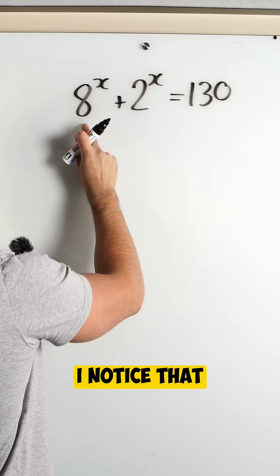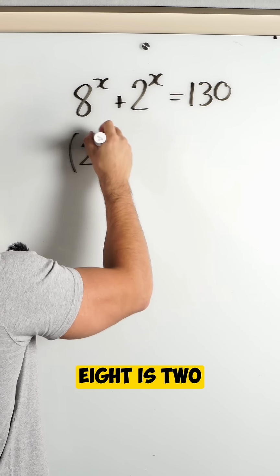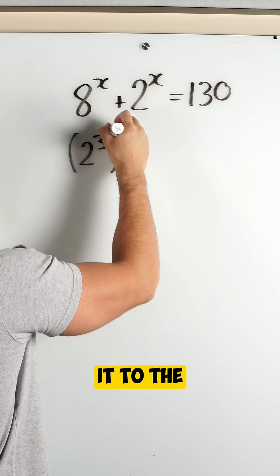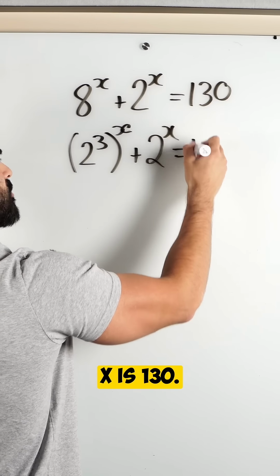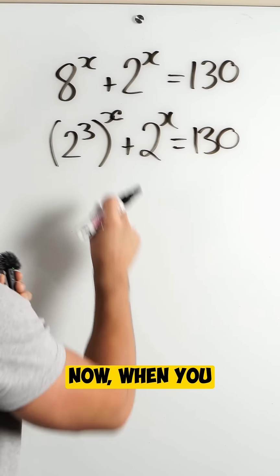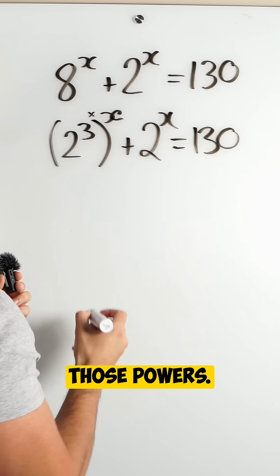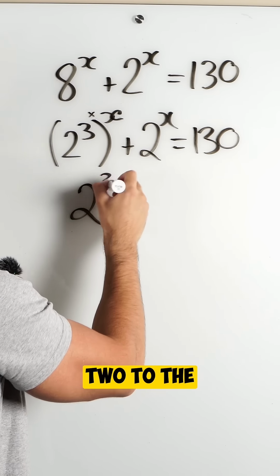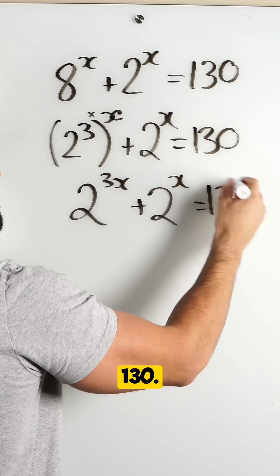I notice that 8 is a power of 2. 8 is 2 cubed. Then we raise it to the power of x plus 2 to the power of x is 130. Now when you take a number with a power and you raise it to another power, you multiply those powers. So we have 2 to the power of 3x plus 2 to the power of x is 130.